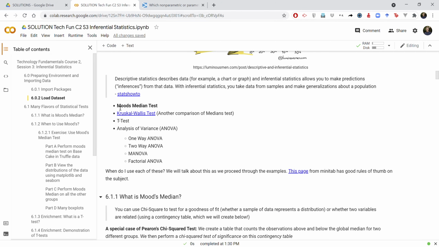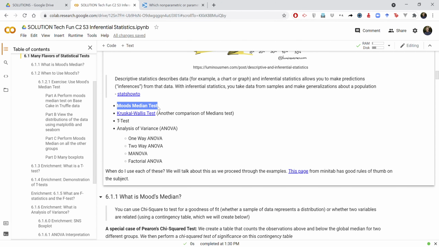One of the tests that we'll spend a lot of time on today is Moods Median, and that's where we'll start. We'll also spend some time on analysis of variance. It's a very popular analysis method that you see in machine learning notebooks. We'll talk very briefly about when we use each of these. We, again, don't have time to go in depth.